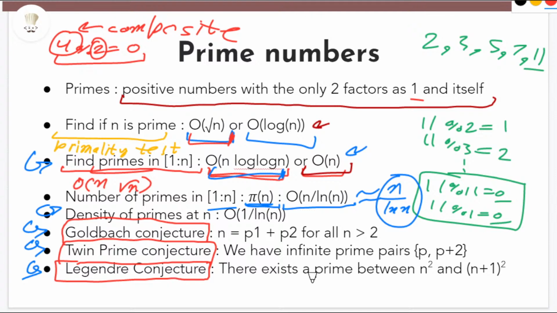Basically, no matter how far we go in the number line, let's say we are at the number 1000000000000, we can still find a prime which is bigger than this, p, where p plus 2 is also prime. This is called the twin prime conjecture, basically saying that we have an infinite number of prime pairs.